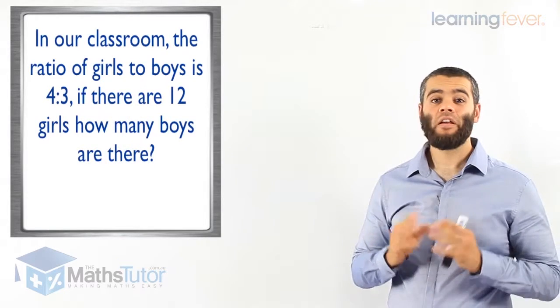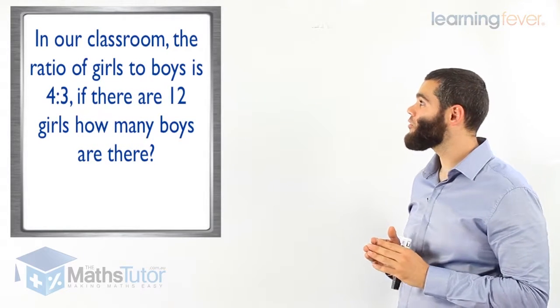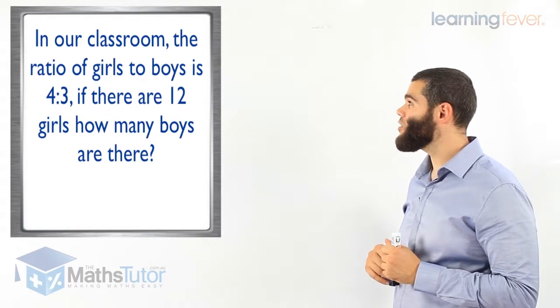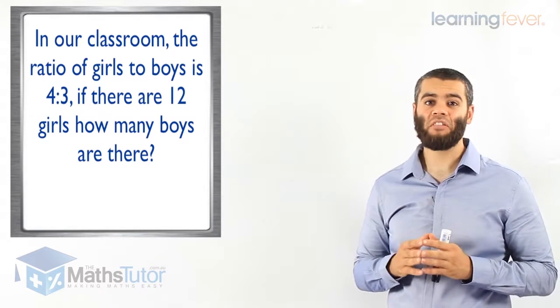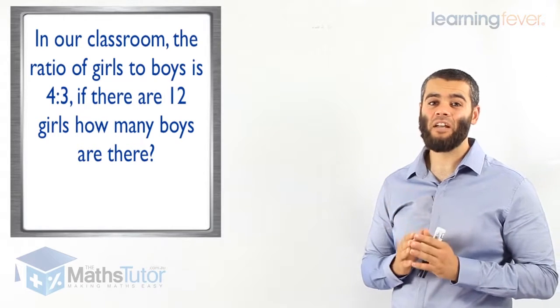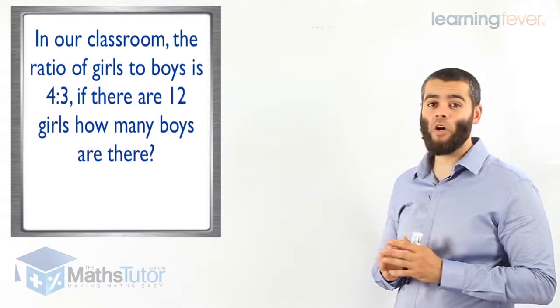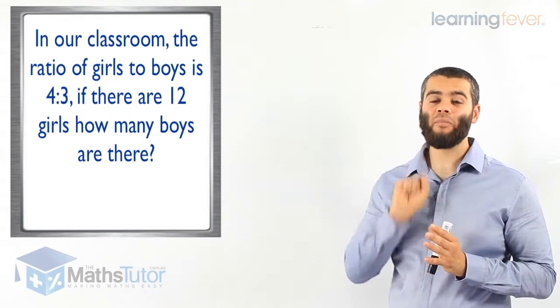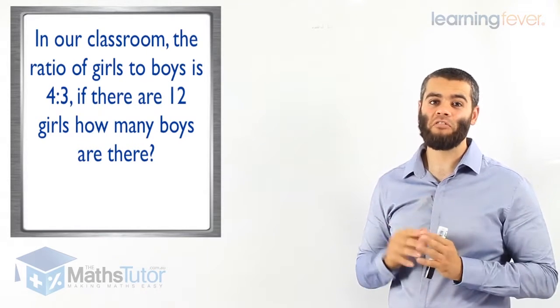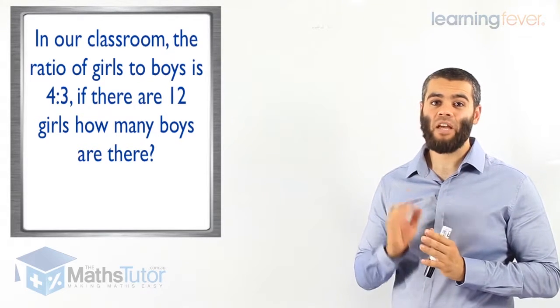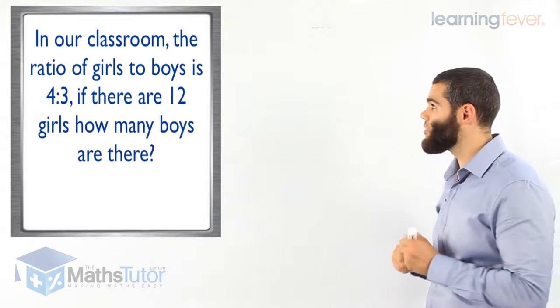Example 1. In our classroom, the ratio of girls to boys is 4 to 3. If there are 12 girls, how many boys are there? Well, let's get started by writing the information down. Very important when you're working with worded problems that you take out the information you need and leave everything else that you don't need. Let's take out the information we need, let's set it up, and you're going to notice it's pretty straightforward.